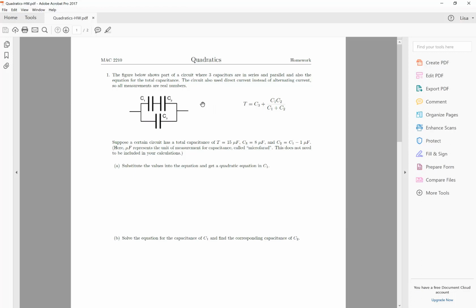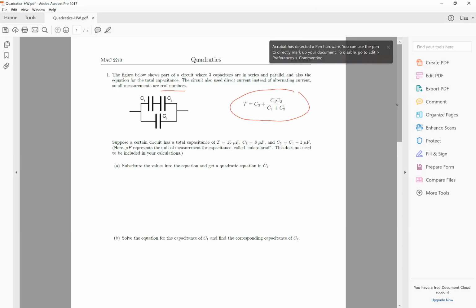Is there anything about that that I need to do my math problem? Just that first sentence? 3 capacitors. Maybe, but I don't really know what else I need, and there's not really much I can do with that. Okay. And then it says the circuit also used direct current instead of alternating current. So all the measurements are real numbers. And I'm given this equation.